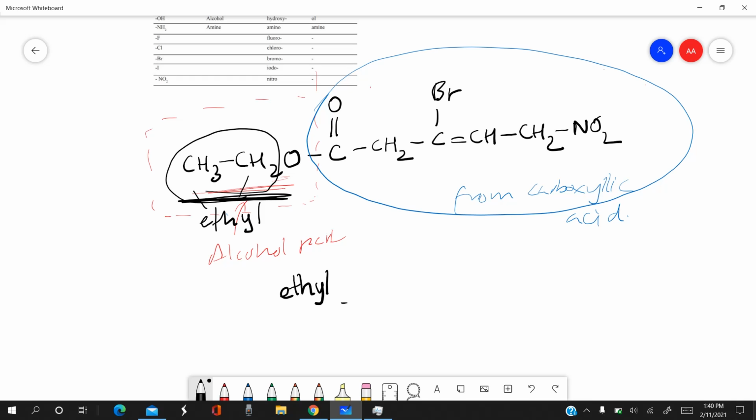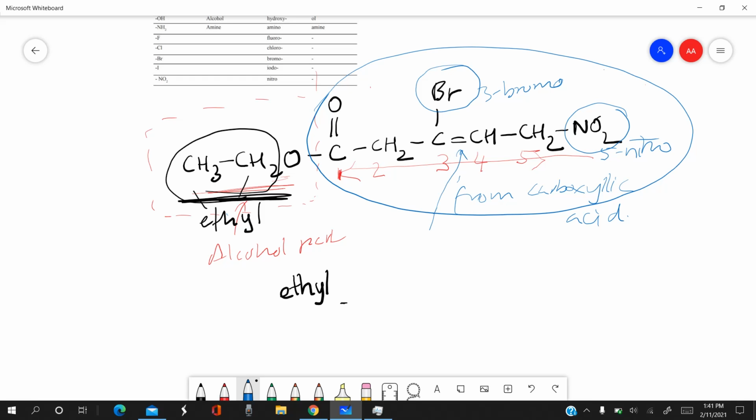Then leave a space in between. Then write the carboxylic part. When naming the carboxylic part, it's the same way. You have to select the main carbon chain, then number it. Always the carboxylic acid gets number 1, 2, 3, 4, 5. Then identify the other substituent groups. Here we have bromo, this is 3-bromo, and the nitro group, 5-nitro, and here there is a double bond at the third carbon. Now start naming the next part.